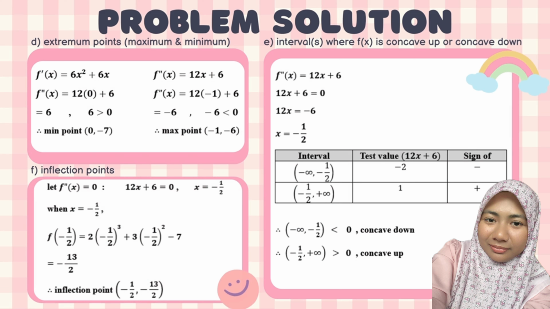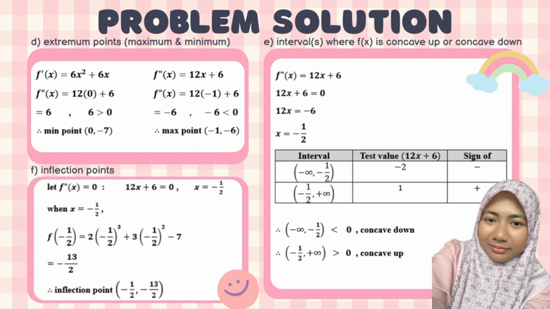Other than that, inflection points. Let f''(x) equal to 0. 12x plus 6 equal to 0. x equal to negative half. When x equal to negative half, f(-1/2) equal to 2 multiplied by negative half cubed plus 3 multiplied by negative half squared minus 7. The answer is negative 13 over 2. The inflection point is (-1/2, -13/2).